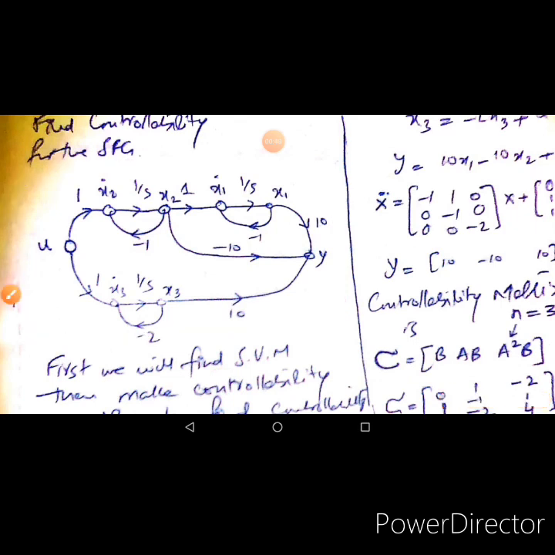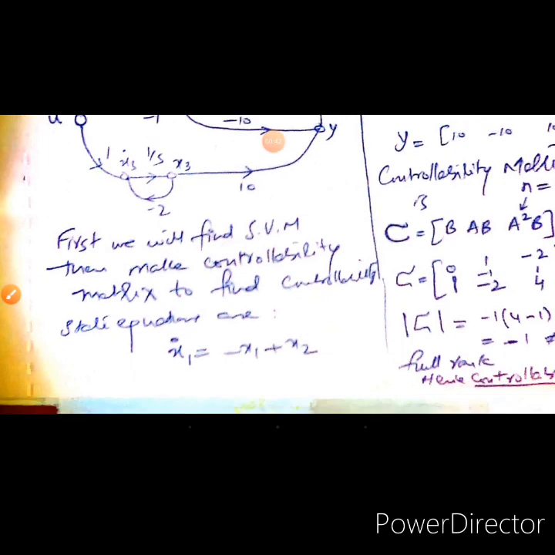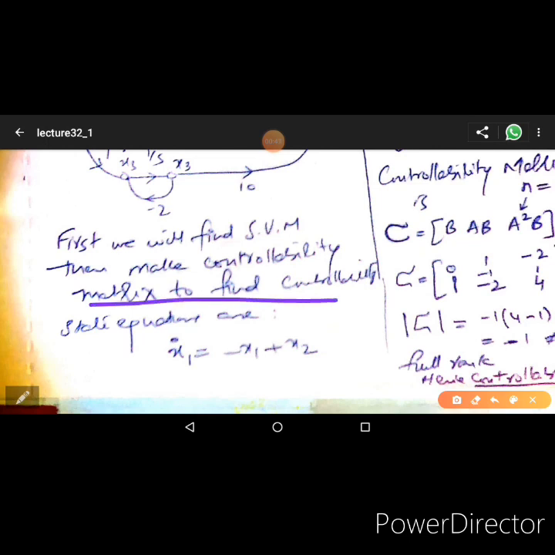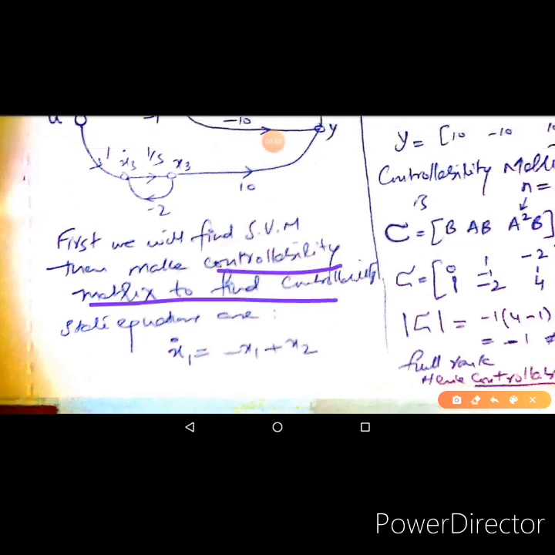Recall that in order to find controllability, we have to find the controllability matrix. As you can see over here, this is the controllability matrix. From the state variable model, we take the B matrix in the first column, then we multiply A matrix with B matrix and put that in the second column, and then A square B, and so on. We go up to n minus 1, where n is the order of the system.